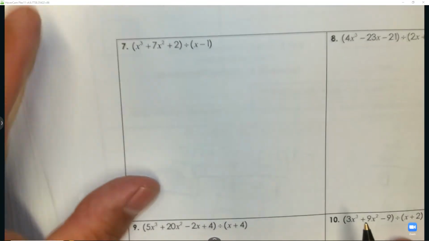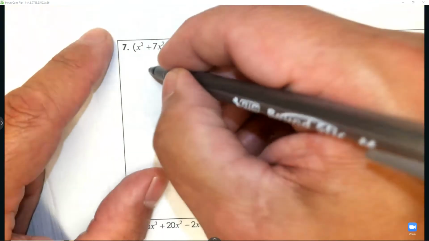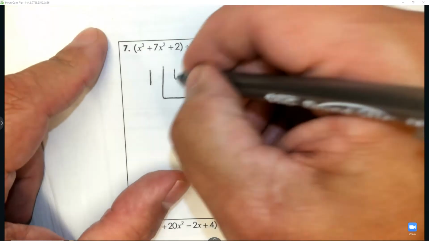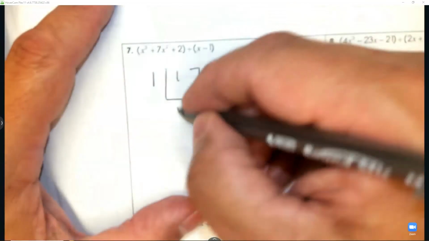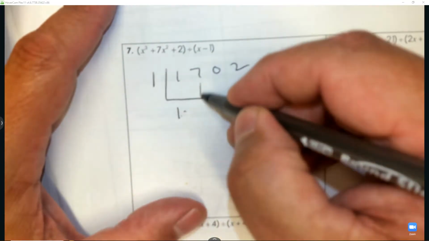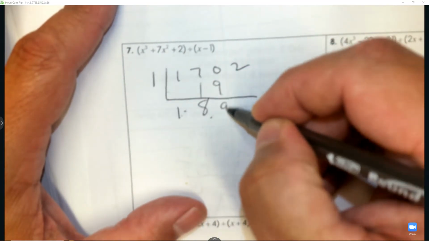All right, if you need to, let's keep working at this. We use synthetic or long division. Change it to +1. Be careful of the missing power. There's no x, so we make sure it's there. And then we drop the 1 down, multiply, add, multiply.